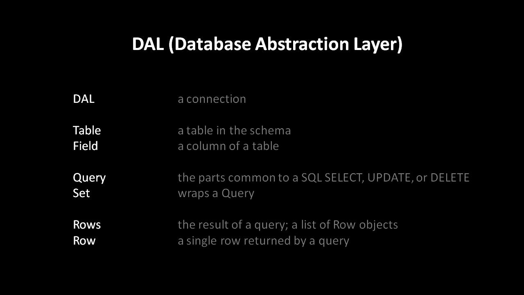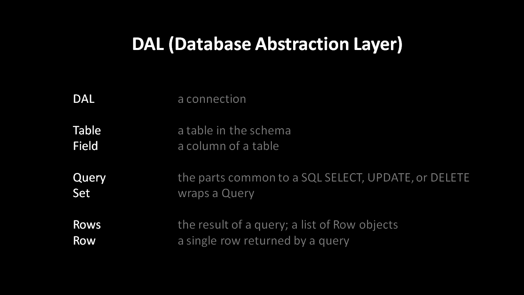In any case, when you perform a select, what you get back is an object of type rows, rows plural. And that, as the name implies, represents a set of rows. It's the data returned by the query. A rows object is just a collection of row objects, and each row object represents a single row within that result set.